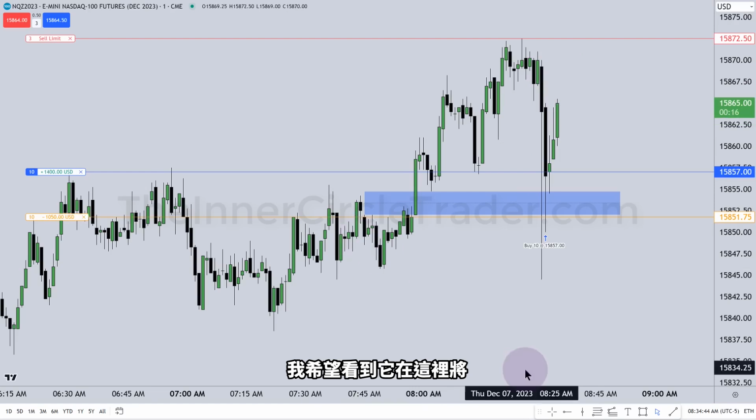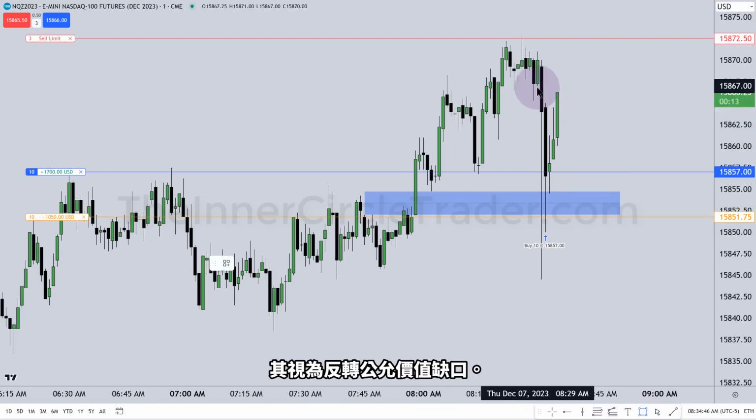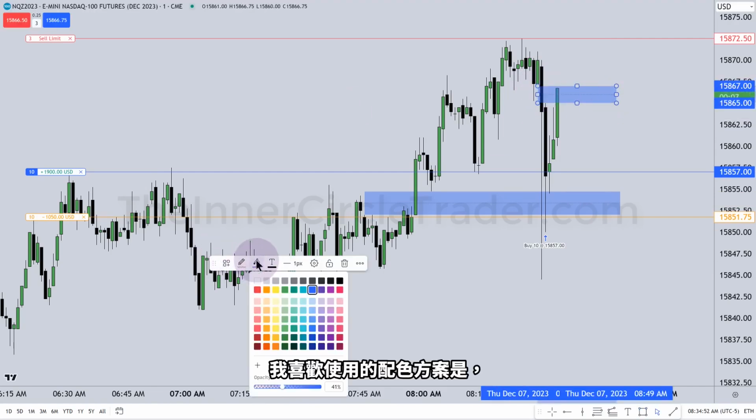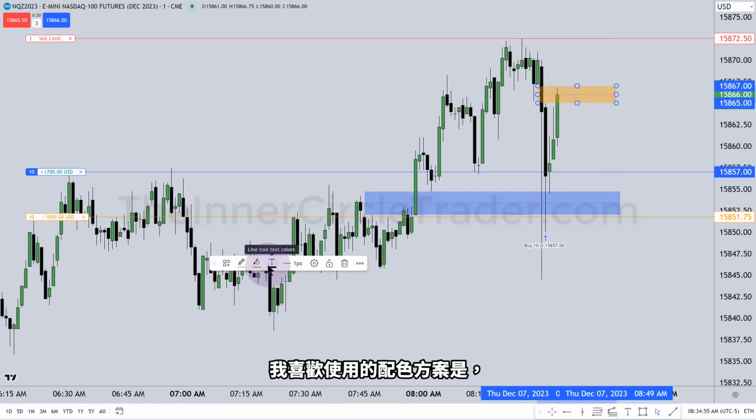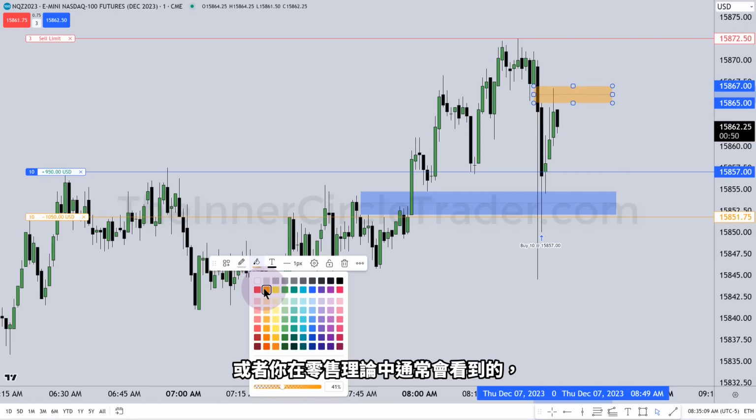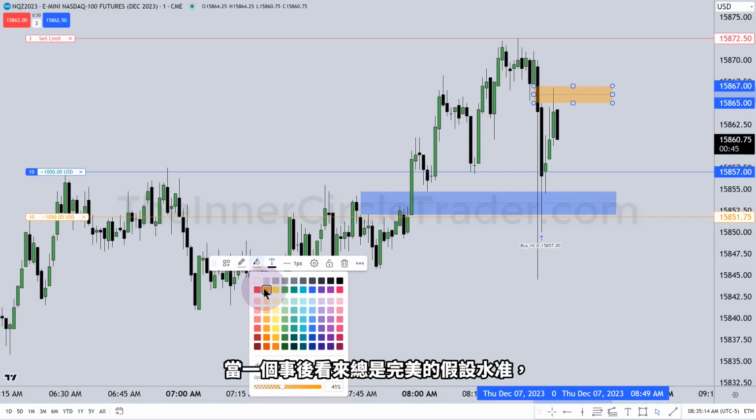I'd like to see it treat that as an inversion fair value gap right in here. So the color scheme I like to use is whenever there's a fair value gap being annotated on my chart, and it's this hue, this color here, I treat it as an inversion level, or what you would classically see in retail theory, when a supposed level that is always perfect in hindsight, when they give it to you in the textbooks. Here is classic support and resistance, where resistance is broken, now turns support.